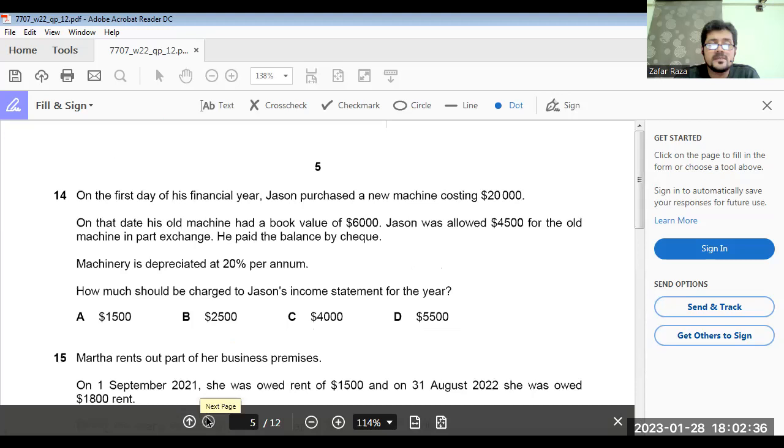Okay. On the first day of his financial year, Jason purchased a new machine costing $20,000. On that date, his old machine had a book value of $6,000. Jason was allowed $4,500 for the old machine in part exchange. He paid the balance by check. Machinery is depreciated at 20% per annum. How much should be charged to Jason's income statement for the year? Now see.